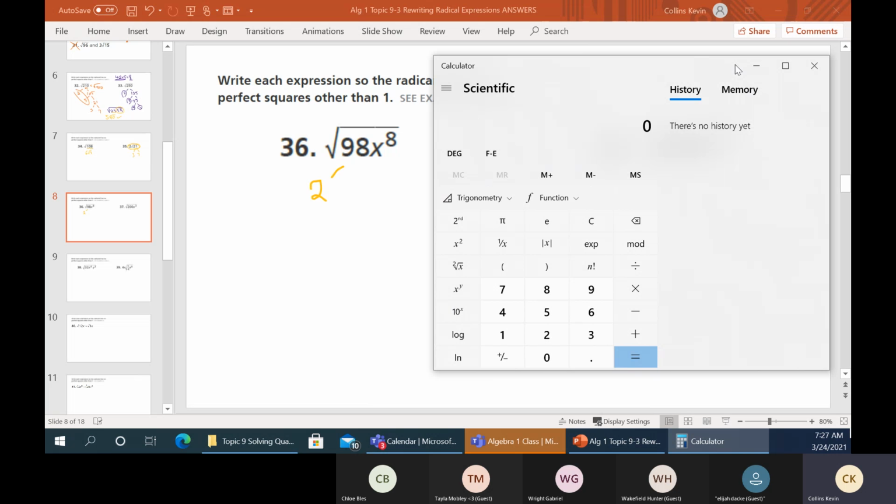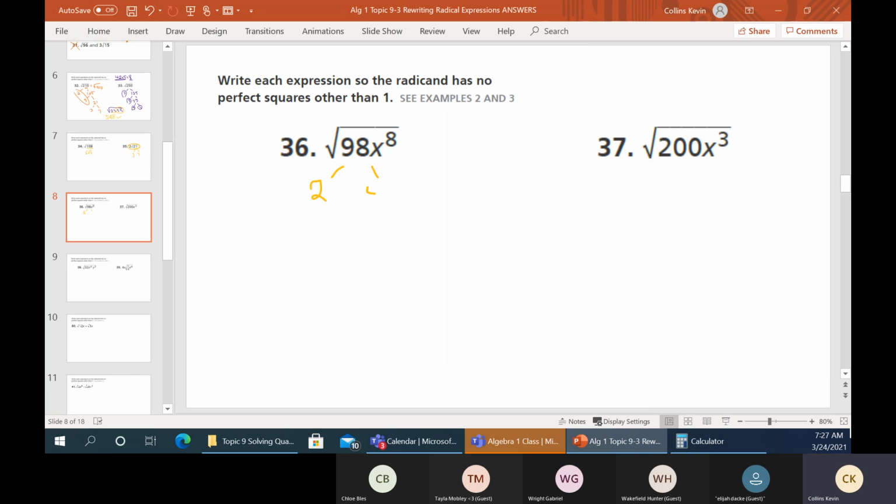All right, so we got 98. And we divide by 2. That's 49. Isn't 49 a perfect square? 7 times 7, right? Okay, so then what we can do is say, all right, I've got a pair of 7s, so I can move them out front. So I've got a 7. Then underneath here, I've got the square root of 2, because I've only got one of those.